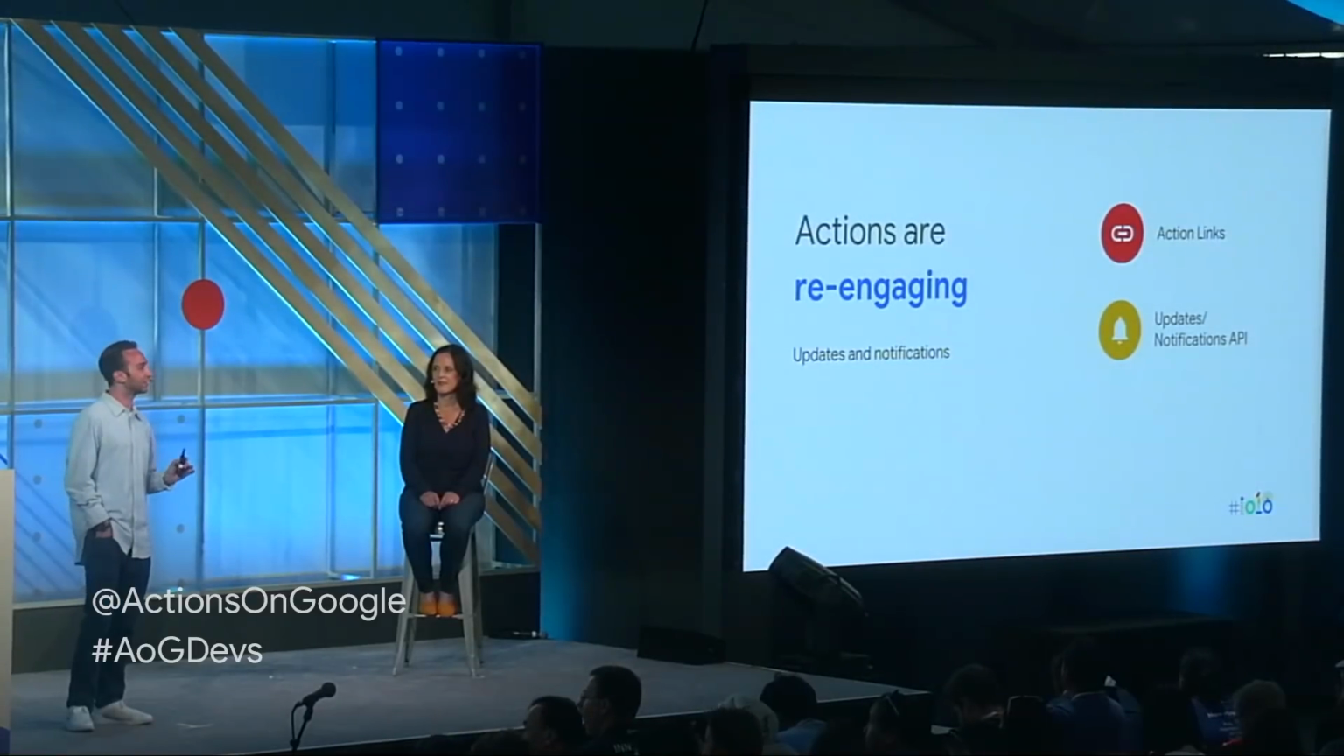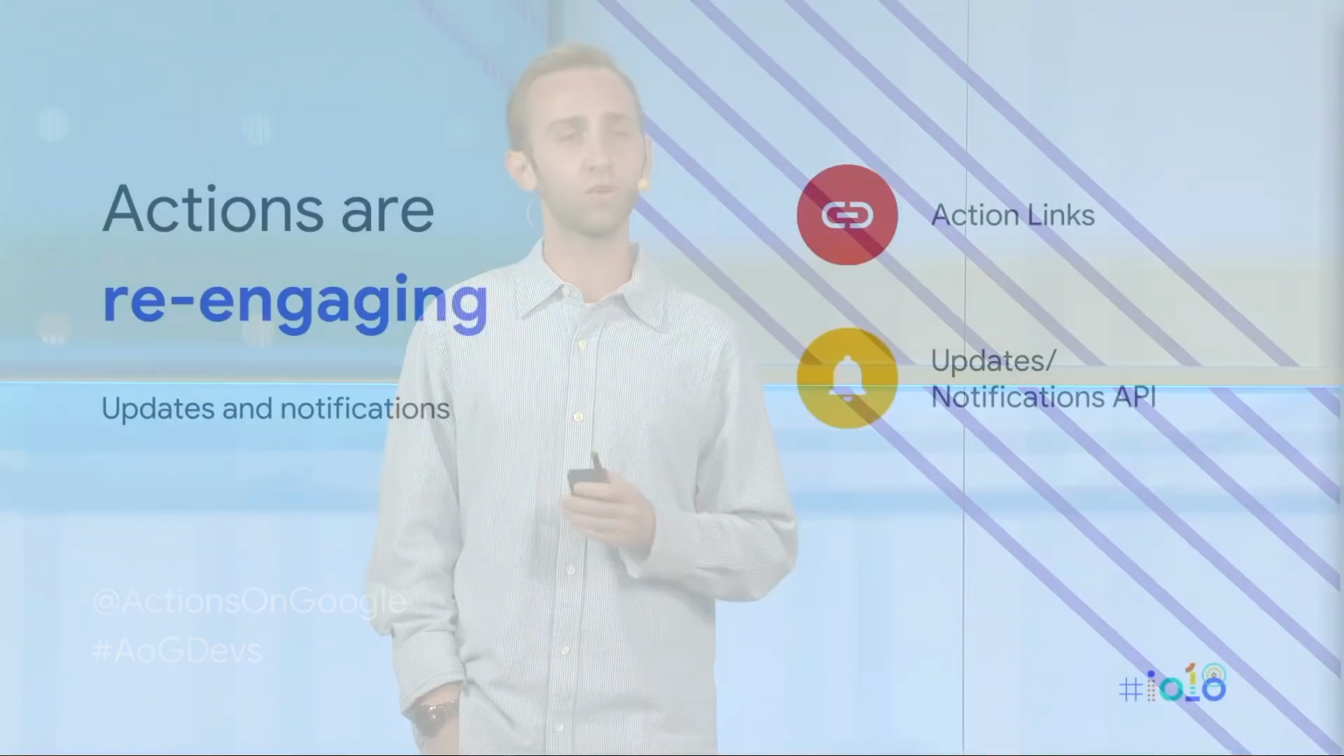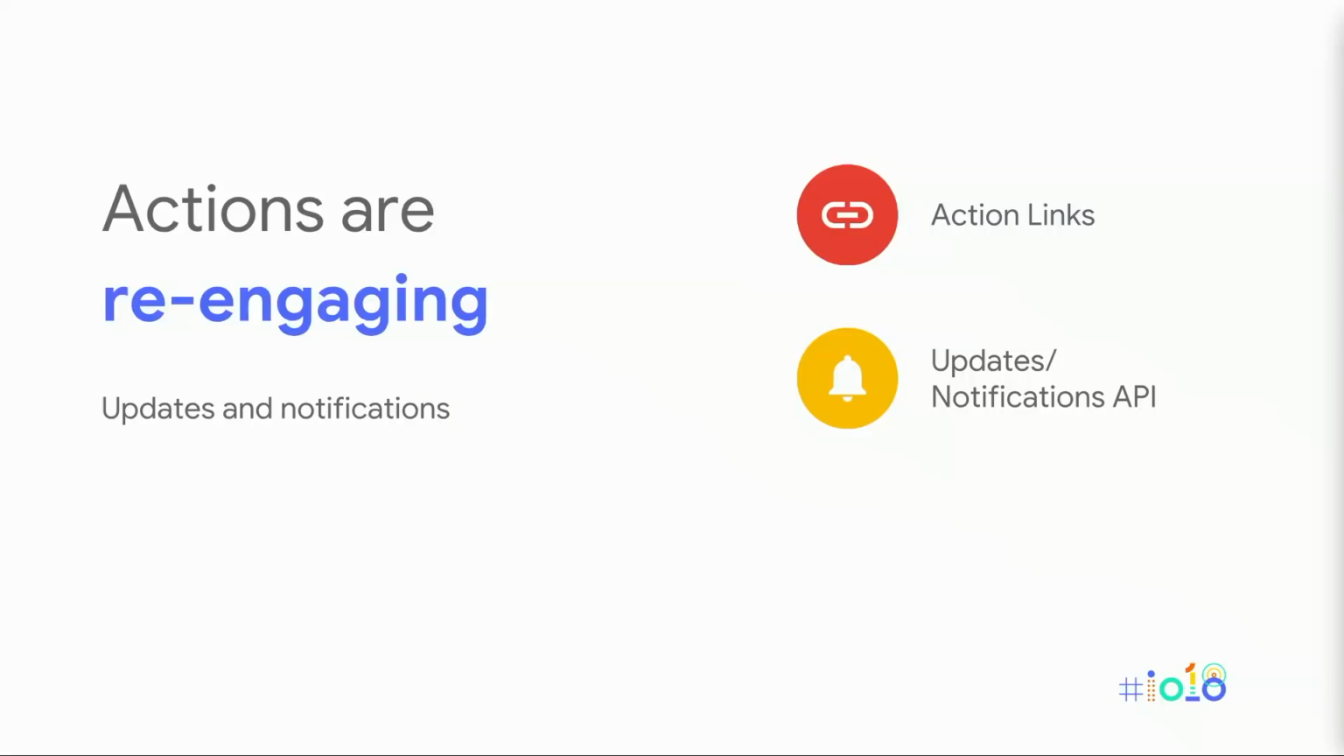Actions are re-engaging. With custom conversational actions, you can use action links to share a URL that will deep link users directly into your action. For your content, you can also implement our Updates API to inform users about upcoming shows, stories, and special events using push notifications. The Updates API can also allow Barrie to send daily recipe recommendations to her users.